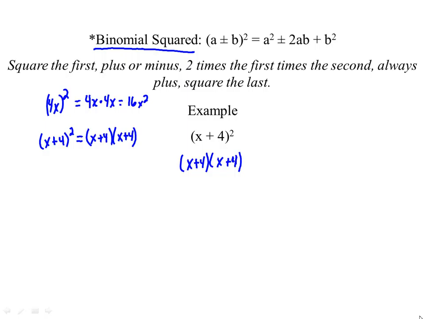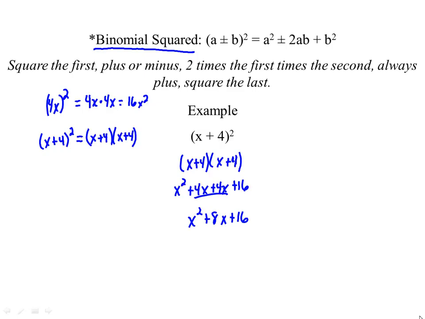Do not tell me the answer to this problem is x squared plus 16. That's not true. I have calculus students that still do that, and it drives me nuts. A binomial squared is not going to be a binomial. It's just not going to happen. When I pull this out, I'm going to get x squared plus 4x again plus 16. Those middle two, they're not opposites, they're the same. They're going to double. So you're going to get x squared plus 8x plus 16.